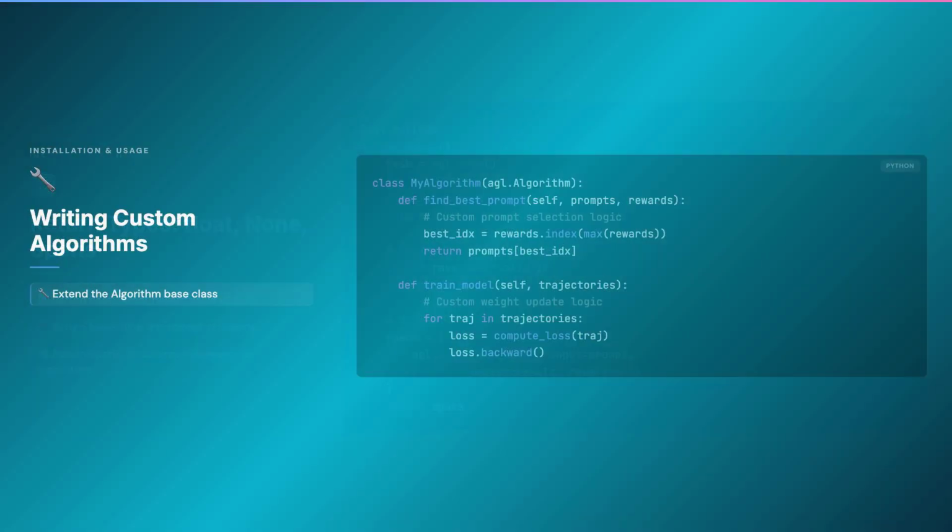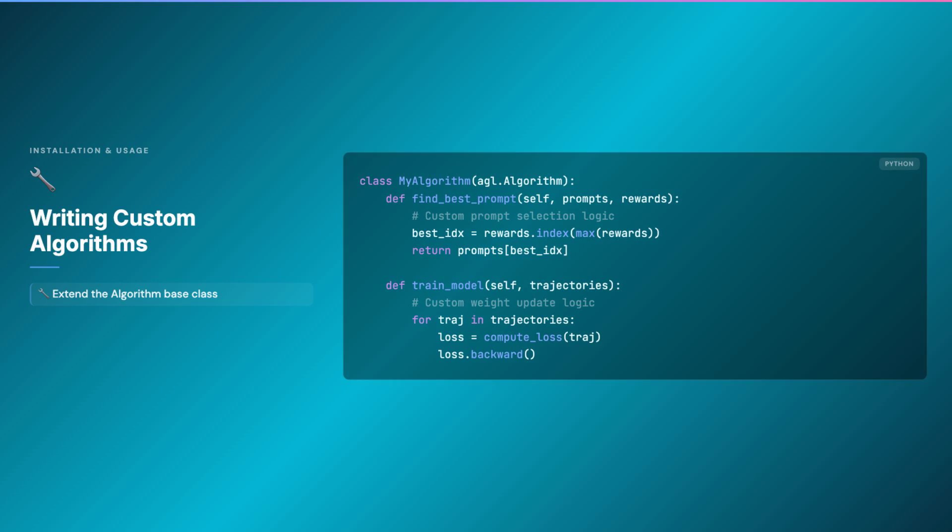You can write custom optimization algorithms by extending the Algorithm base class. Implement methods like findBestPrompt for prompt optimization or trainModel for weight updates. Your custom algorithm plugs into the trainer seamlessly using the same dataset and agent infrastructure. Always test with trainer.dev first to verify your algorithm works correctly before running a full training job.